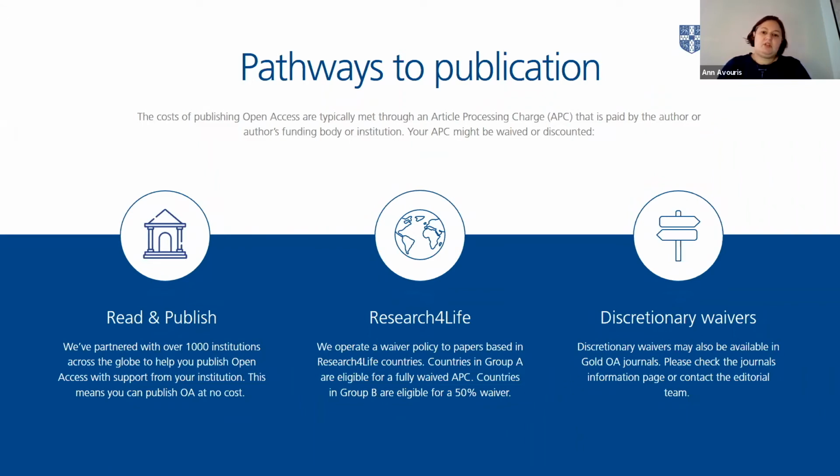Waivers and discounts do not apply to our hybrid journals, as any author unable to pay the APC can publish a subscription article in the usual way and make it available as green open access after the allowed period of time, 6 months in the humanities and social sciences and 12 in the sciences. Our ultimate goal is to ensure that no one is prevented from publishing in our journals, no matter the publication model. Next slide, please.